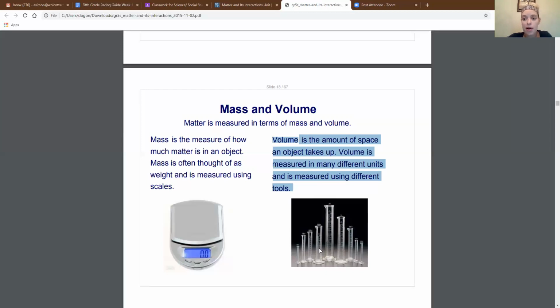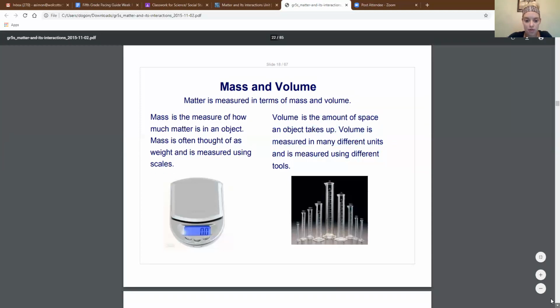Because remember, when we talk about matter, it has mass and it takes up space, okay? So we have measuring it using mass and volume. All right, make sure you have those written down.